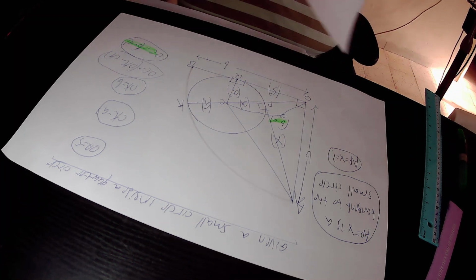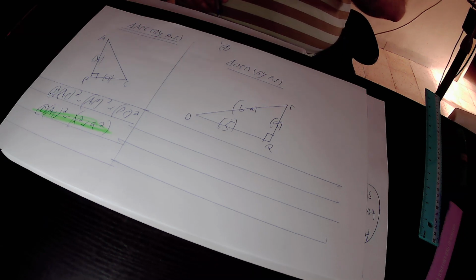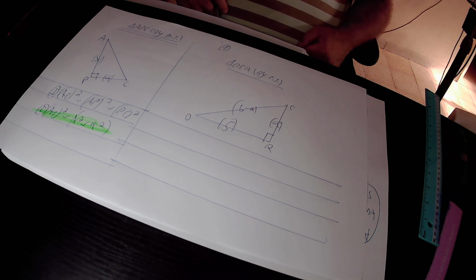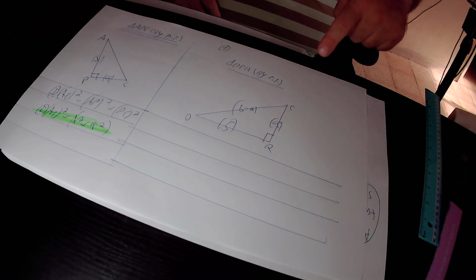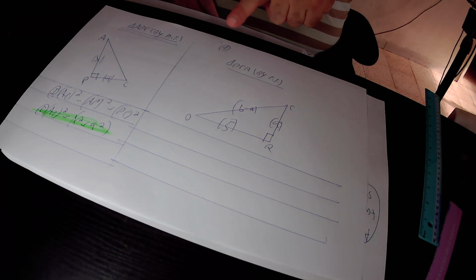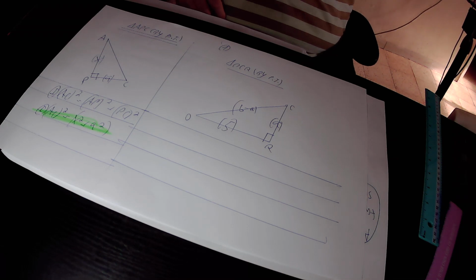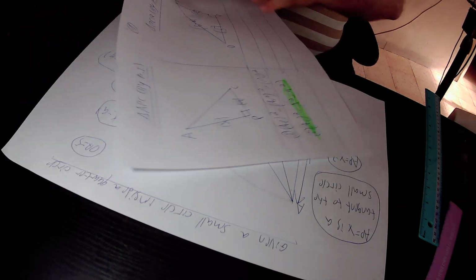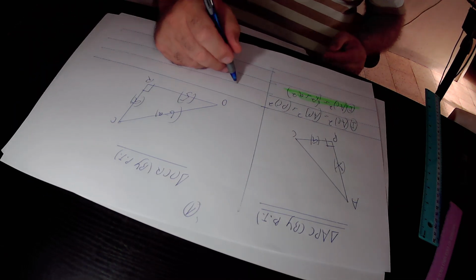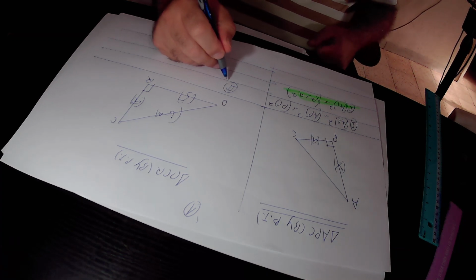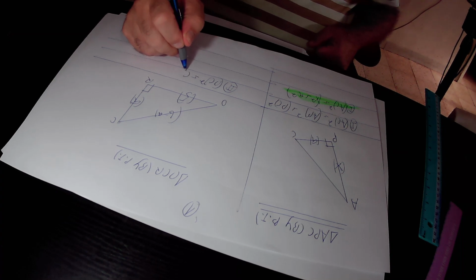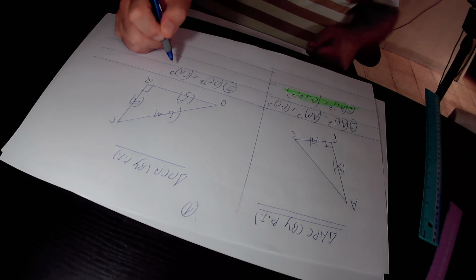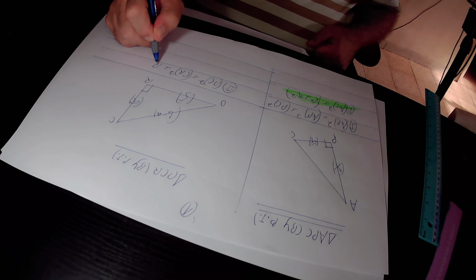So actually, this is the right triangle OCQ that I copied from the original drawing. In this right triangle OCQ, OC squared, that is the square of the hypotenuse, equals CQ squared plus QO squared. So I write it down. This will be equation 2. OC squared, that is the square of the hypotenuse, is equal to CQ squared plus OQ squared.